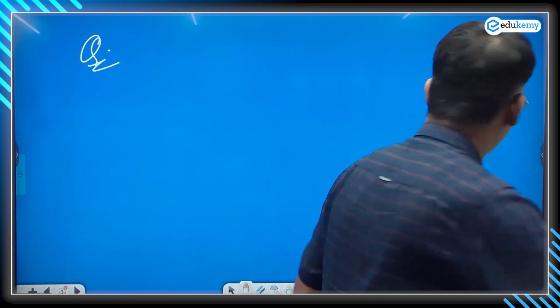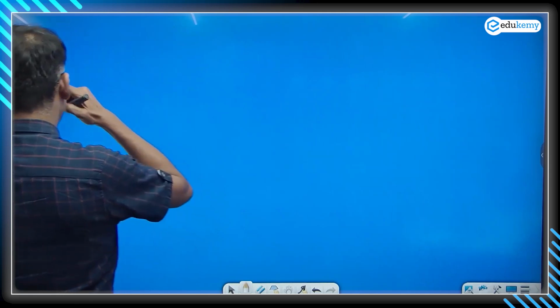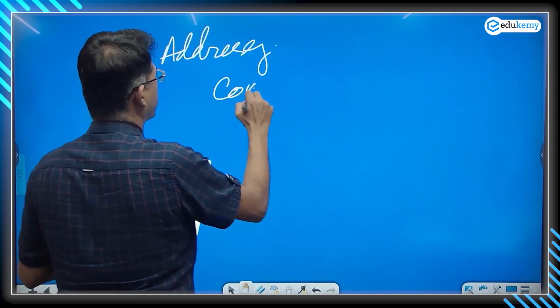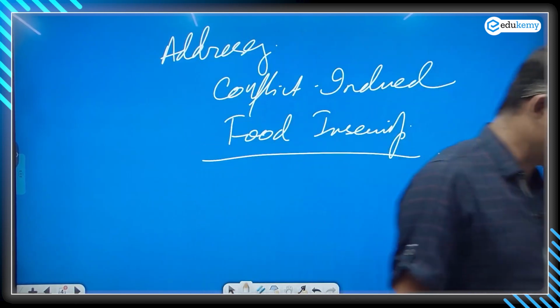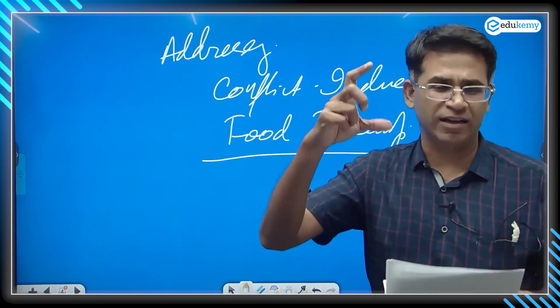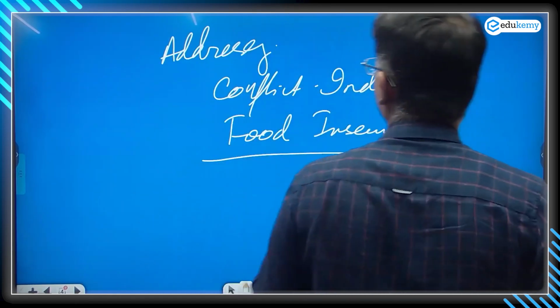So I think this has become a very important theme for GS and also for your geography. So it's addressing conflict-induced food insecurity. So I'm giving points on this. In this, there are many declarations by different countries. So some of this I'll pick up and I'll tell you what it is. Okay? So this is your heading.